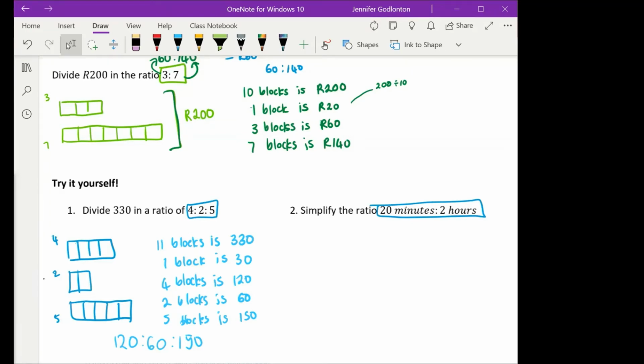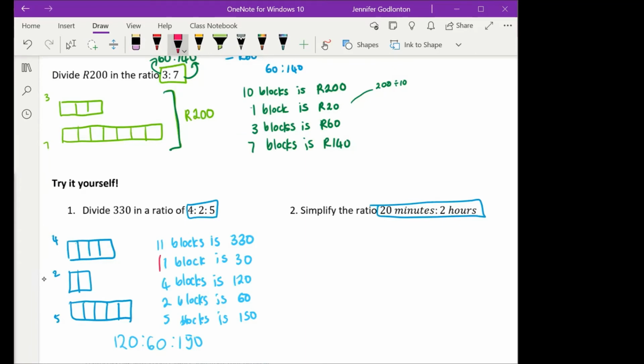Ma'am, can I ask something? Absolutely, I love it. Ma'am, aren't we dividing 11 with 4? For this first one? Yes, ma'am.